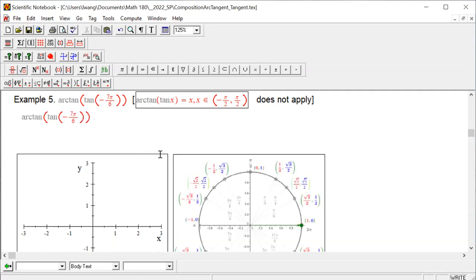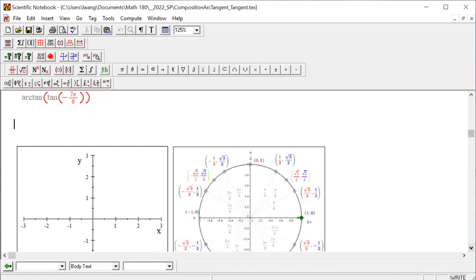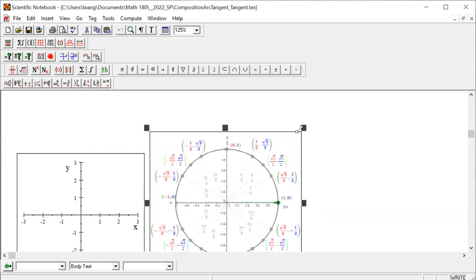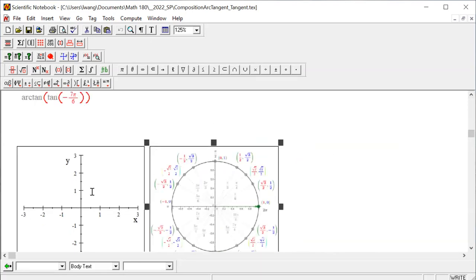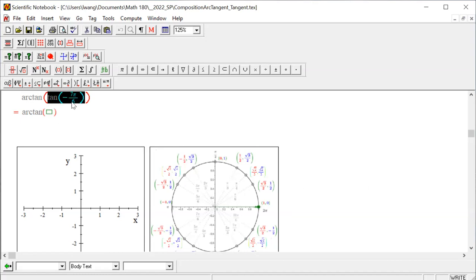So let's see how we do it from inside out. Let me make sure I leave enough space. I put both pictures here because sometimes, if it's not a special angle, using this one could be useful. It's just cleaner. Same thing. First we deal with the inside. The outside, arctan, is going to wait there for an answer coming its way, and we're handling tangent of -7 pi over 6.